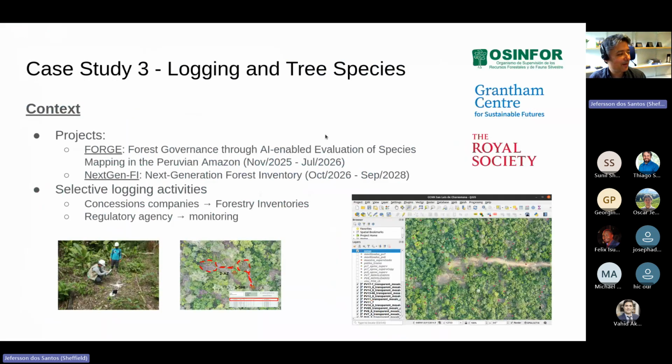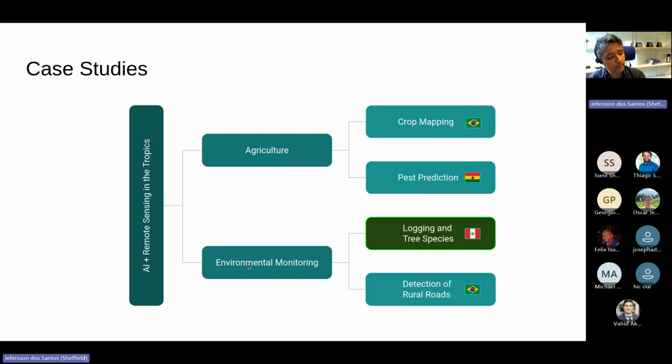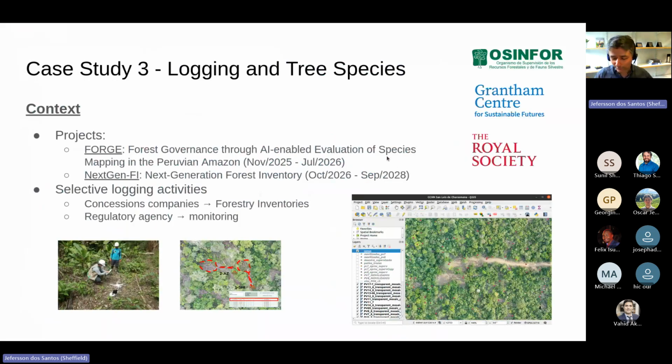So I'd like to move to the environmental monitoring part of the presentation, and especially I will focus on logging and tree species recognition. Sorry to bring a lot of information, but I think that's a very interesting topic. Currently I'm involved in a couple of projects for monitoring logging and tree species.